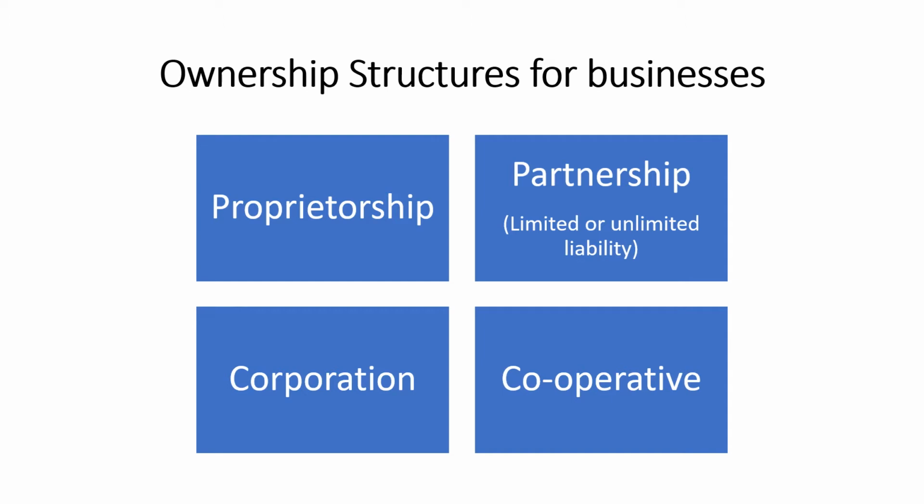The second type of business ownership structure is a partnership. And there are two types of partnerships. There's unlimited liability and there's limited liability. In a partnership, as long as it's a limited liability partnership, the owners are protected, which means that if the company runs into financial difficulties, the liability for those financial debts or debt obligations doesn't affect their personal assets. They only affect the assets of the company, and it's a much more protective structure.